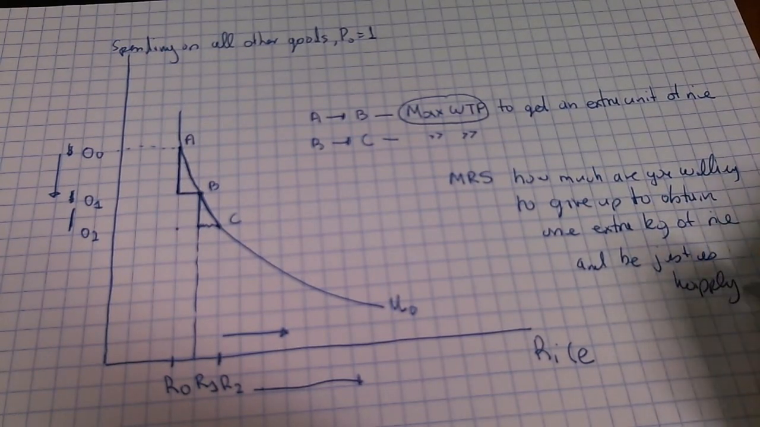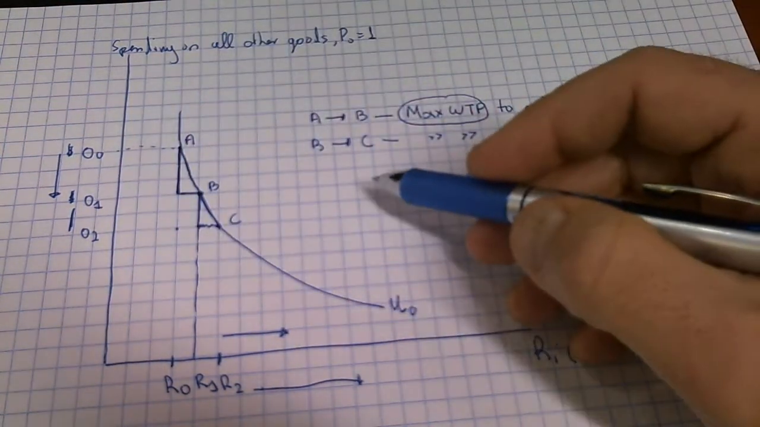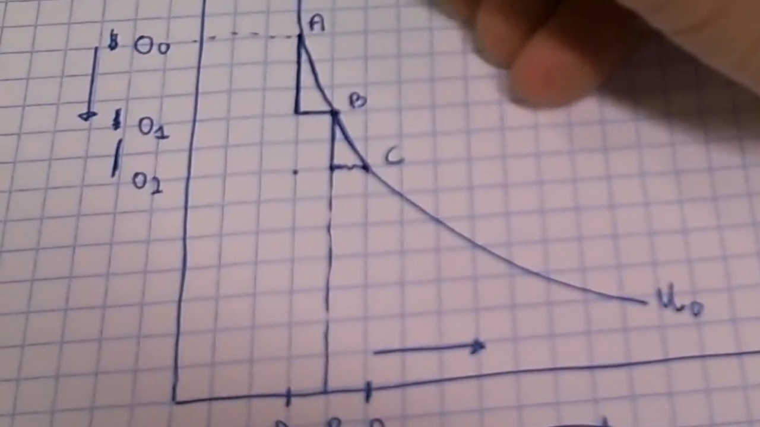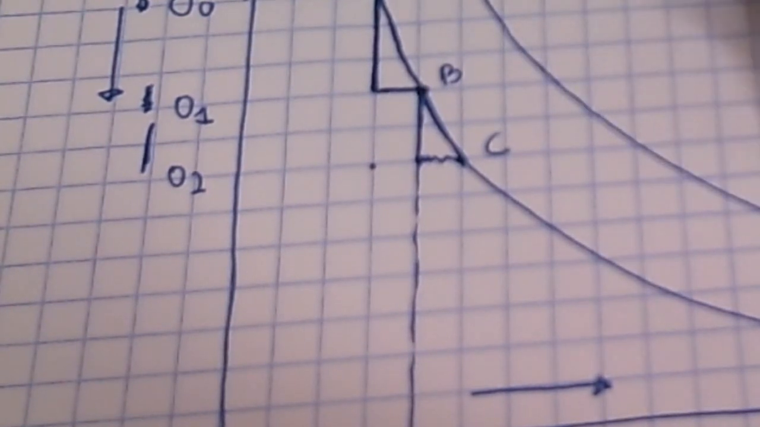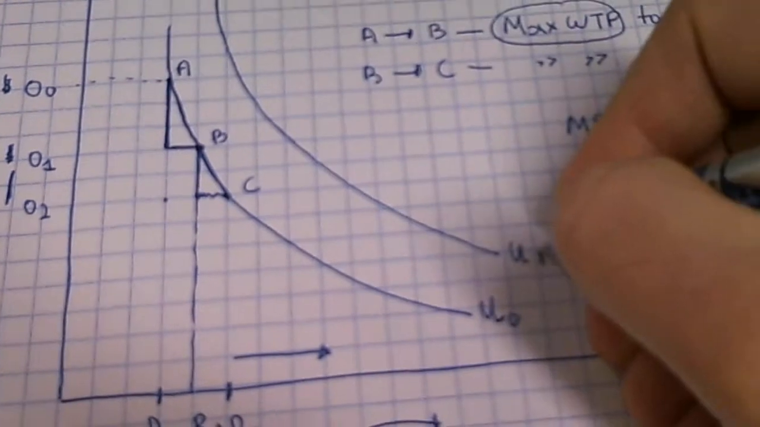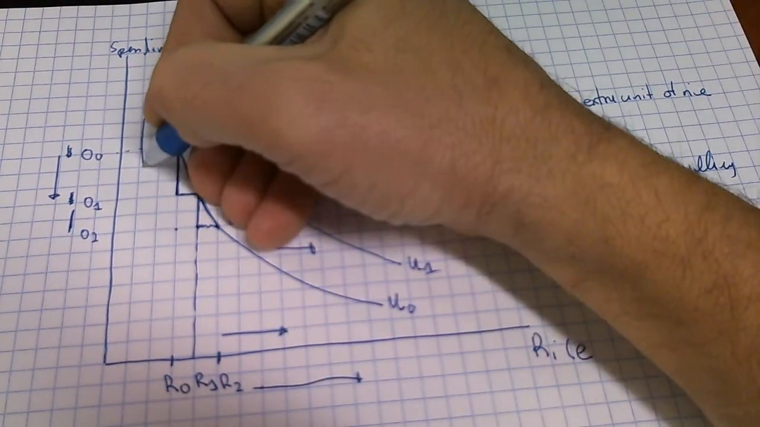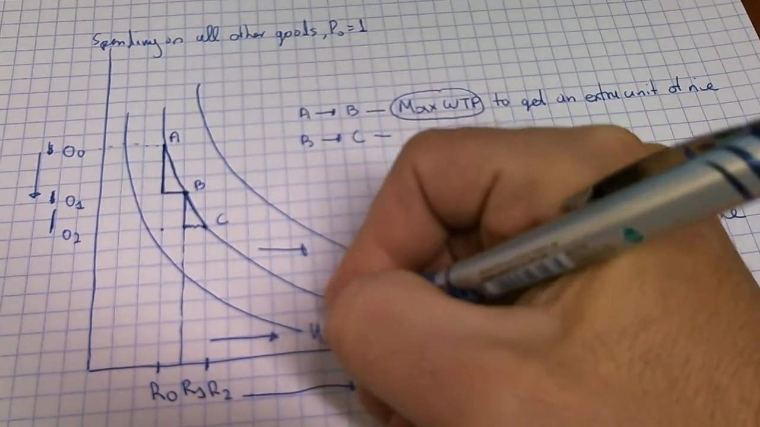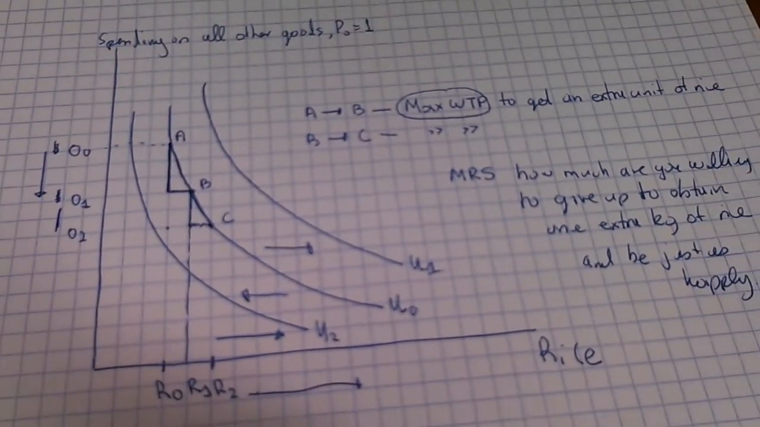And what you are giving up is spending on all other goods, because it has to come from somewhere. Yeah? So this is the indifference map, and the higher indifference curves, because we have started from a different point, give you more happiness. And there are indifference curves that are below U0, call it U2, which give you less happiness. Yeah, that's it.